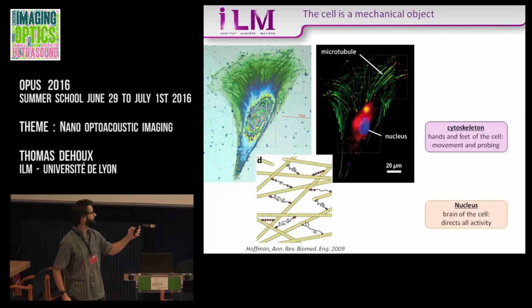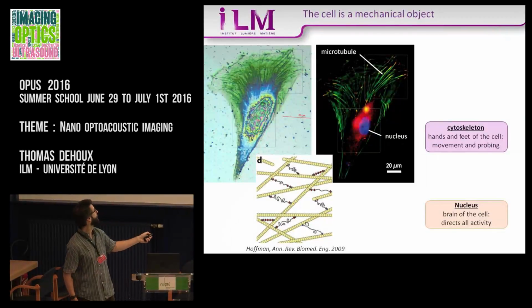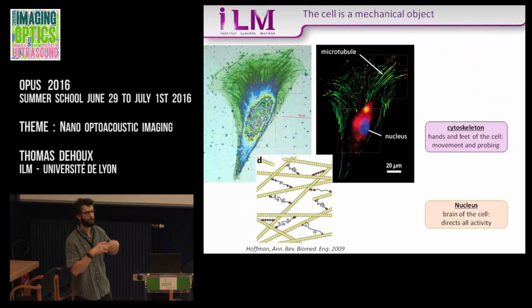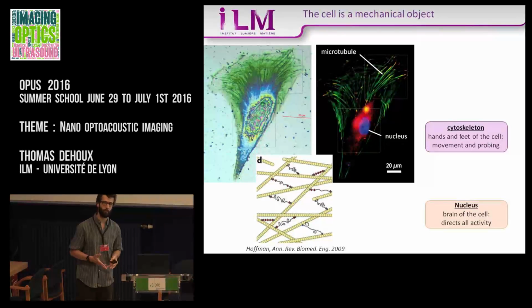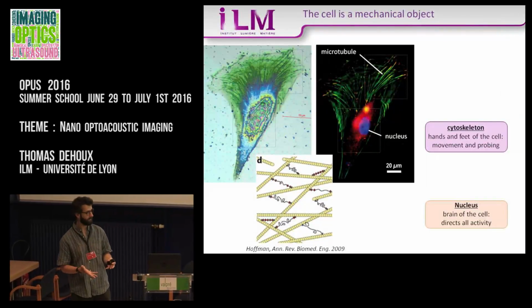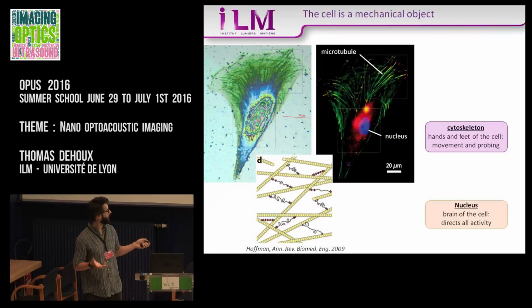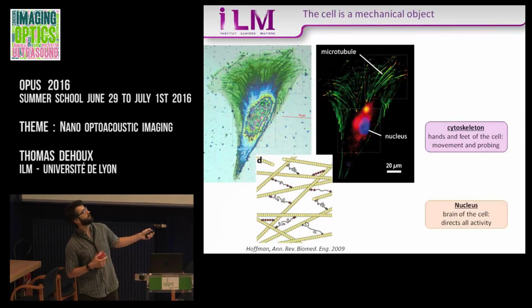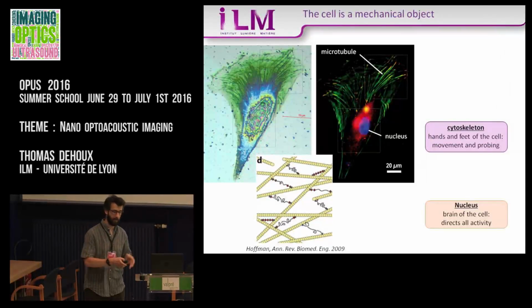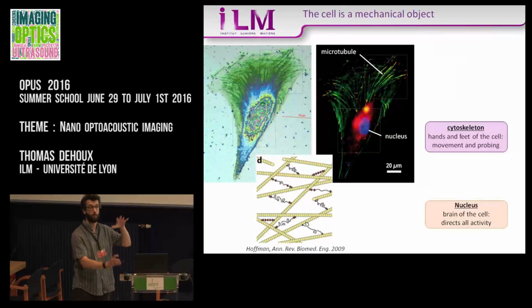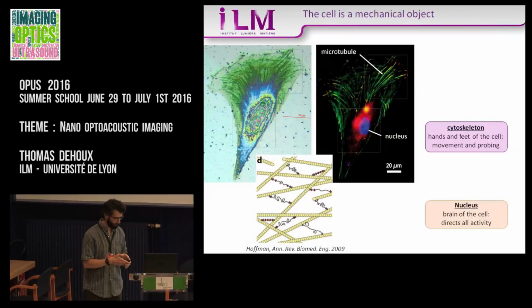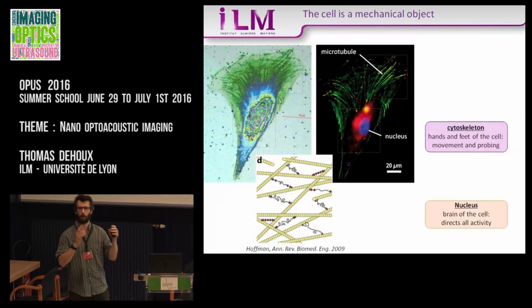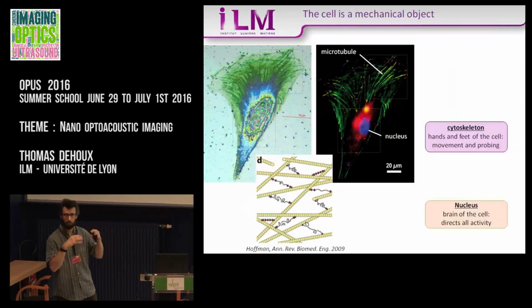There is the nucleus that you can see in blue on this image, and that's the brain of the cell. That's where all cell activity is directed. That's where DNA replication and gene activity is regulated. And this is surrounded by a skeleton that you can see in green. You have fibers that act as the hands and feet of the cell. That's how it moves. That's how it's changing shape. That's how it's dividing. And these two elements are mainly composed of fibers, biopolymer fibers.